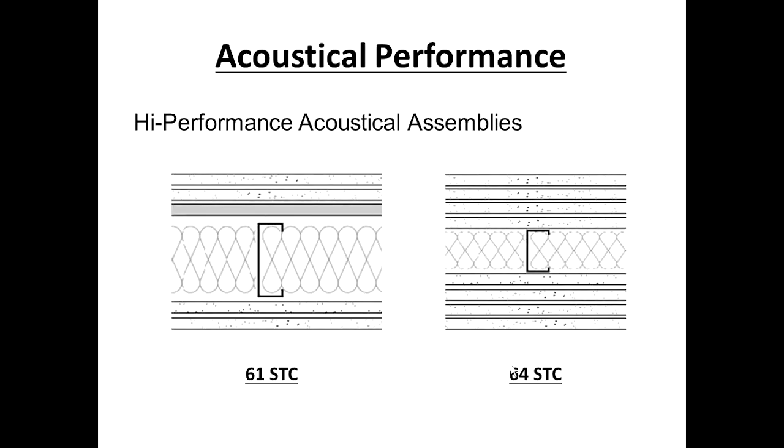If you want to use a single row of studs, you don't want to go to a double row, here you go. You get a 61 STC with a resilient channel, 4 layers of board. A 64 STC with 4 layers of board each side. Point being, you get tremendous STCs with cold-formed steel framed assemblies. Again, it's the marriage of those 2 materials. The steel stud gives you the resiliency, the elasticity to decouple the wall. The gypsum board gives you the mass. Again, a marriage made in heaven.